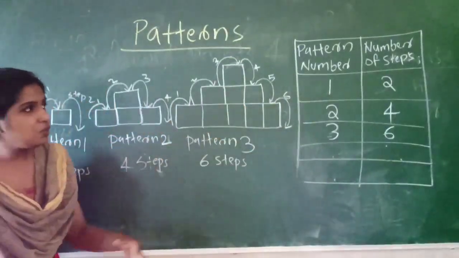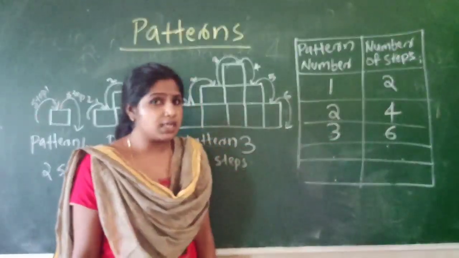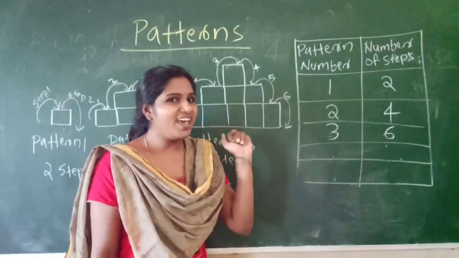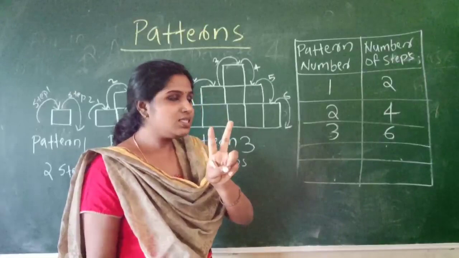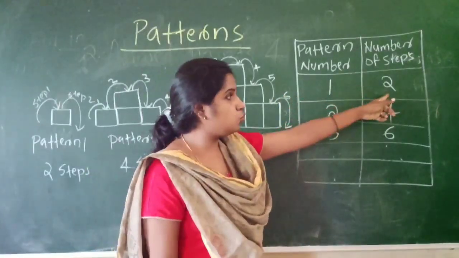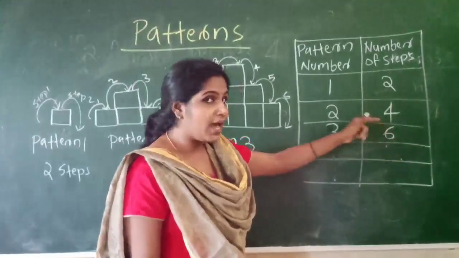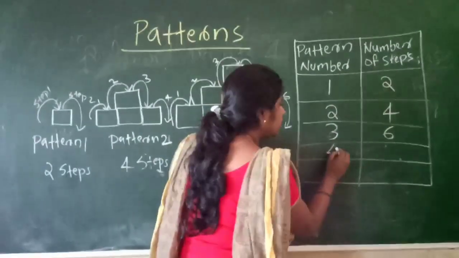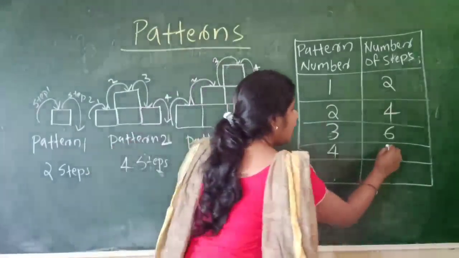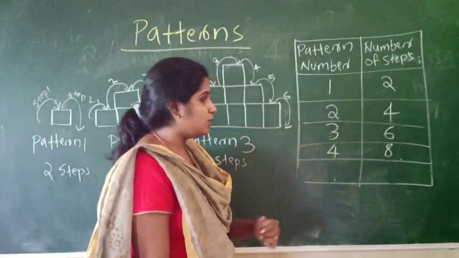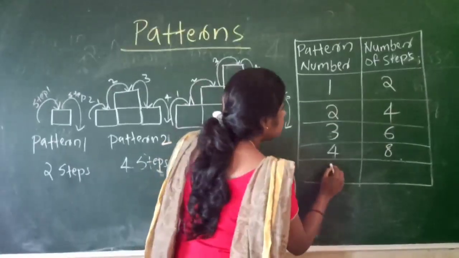Okay. Then can you say the relation here? Please look at these numbers and can you say the relation? Yes, this is the multiplication table of 2. Is it? 2 ones are 2, 2 twos are 4, 2 threes are 6, and in pattern number 4 there will be 2 fours are, can you say, 2 fours are 8. Is it? Very good.